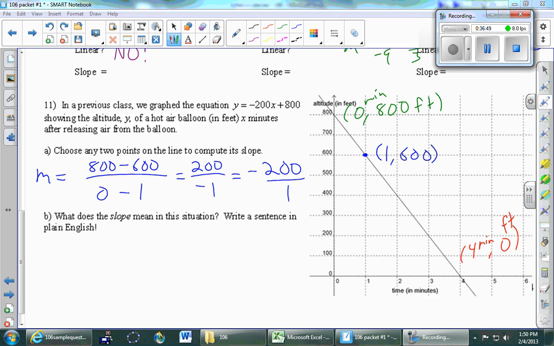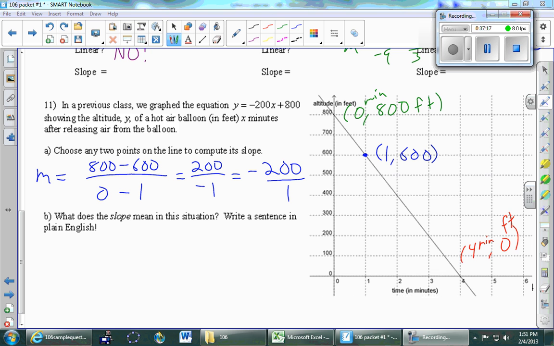Okay, so the slope is negative 200. Even if you pick different points, you could have picked the points that I wrote first, 0, 800, and 40. When you reduce, you'll end up with exactly the same answer. Now that negative 200 means something, and so this is a really important part of what we're after today: what does the slope mean in this situation? And we want to write a sentence in plain English, something that really anybody could read, even if they didn't know what we know about slope.